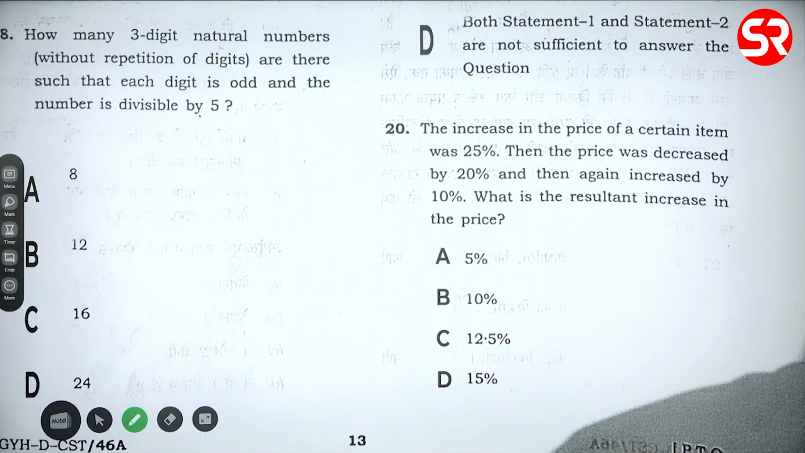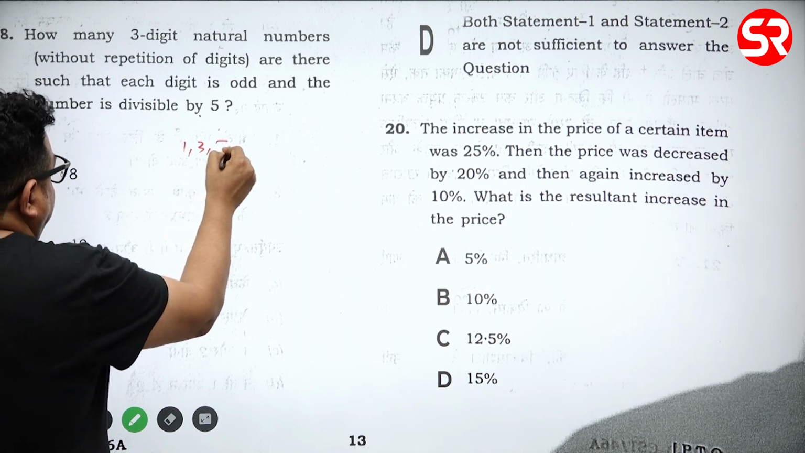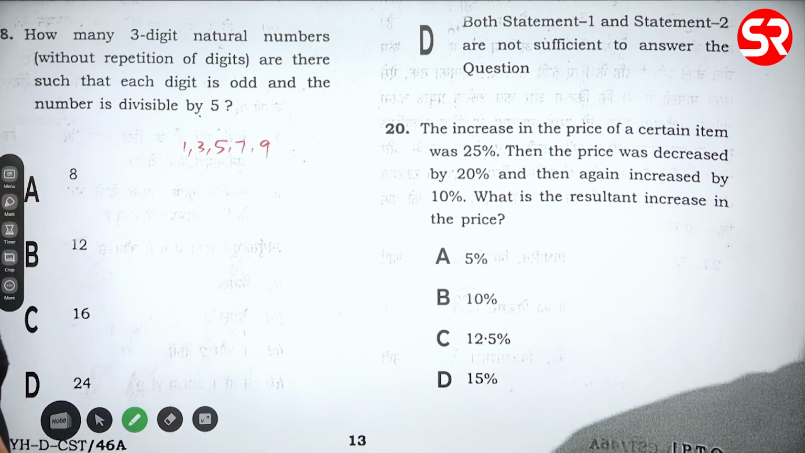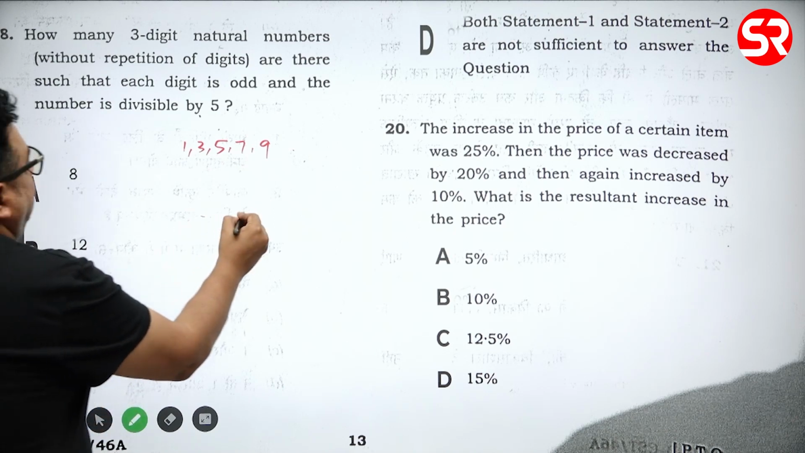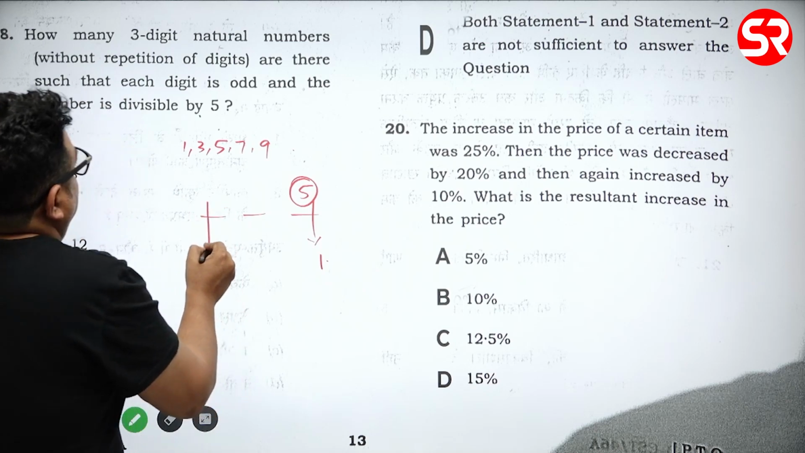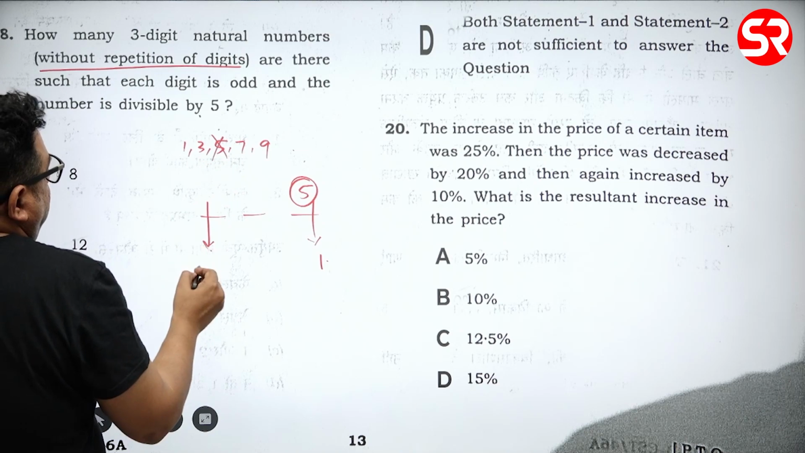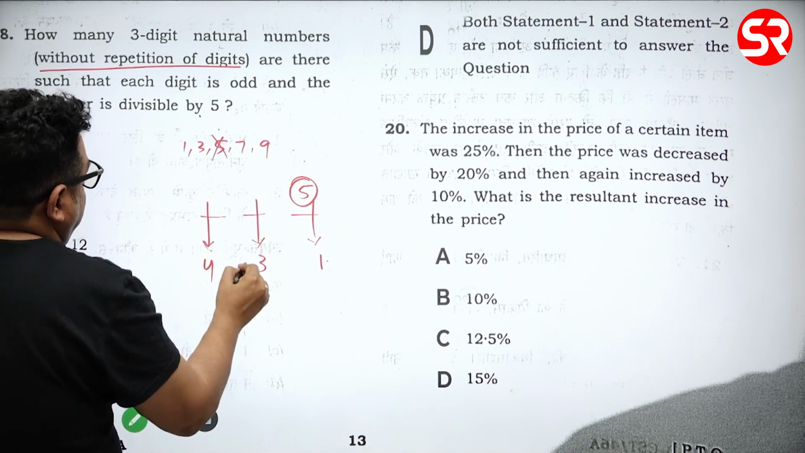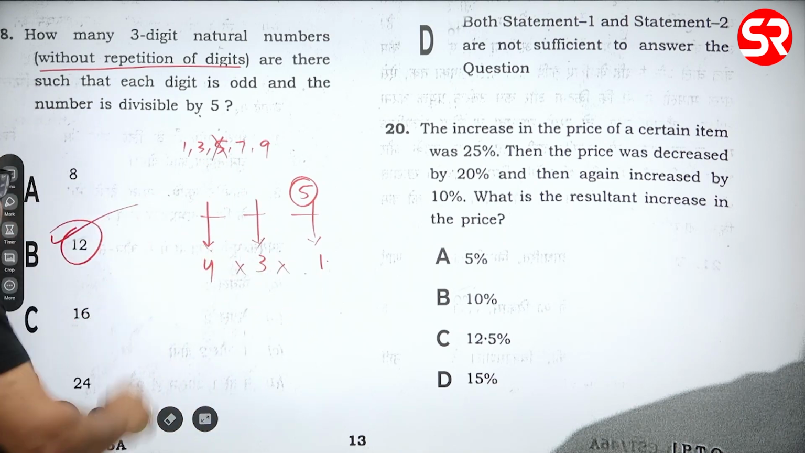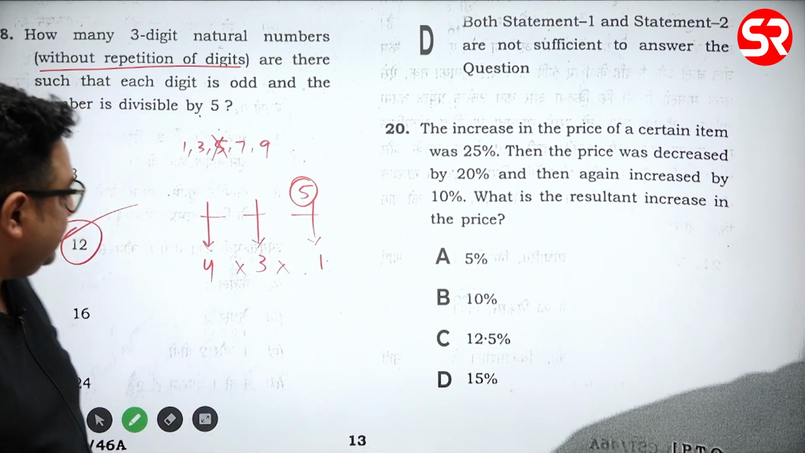How many 3-digit natural numbers without repetition are there such that each digit is odd, and the number is divisible by 5? Each digit is odd: 1, 3, 5, 7, 9. The last digit can be filled in only one way, with 5. Without repetition, 5 is gone, so this can be filled in 4 ways, and this can be filled in 3 ways. 4 into 3, 12. So 12 such numbers are there. Easy.